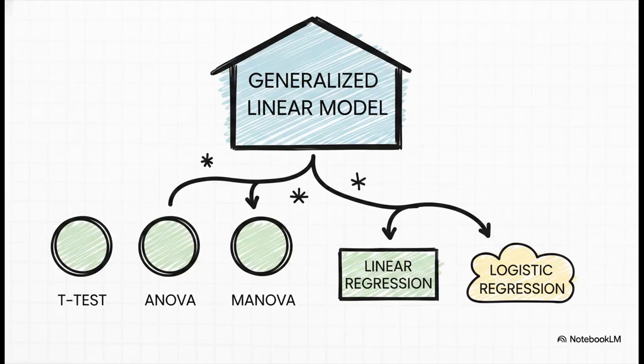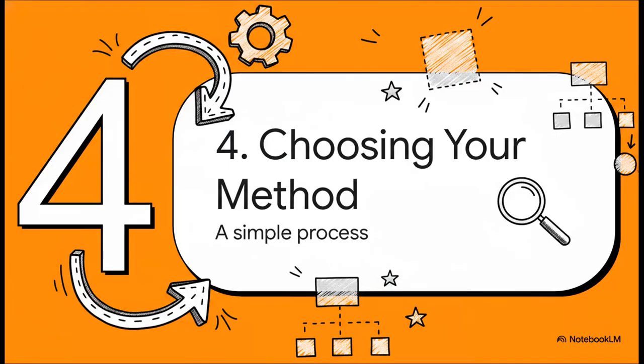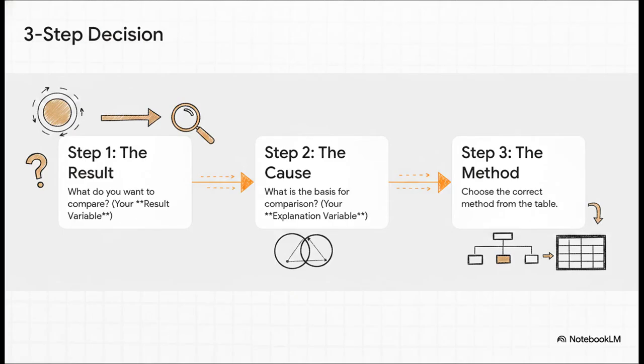And just remember, all these different names on this table, they are all just special cases of that one big idea, the generalized linear model. Deep down, they're all regression. Okay, this all looks great in theory, but how do we actually use this thing in the real world? Well, the process is actually incredibly simple. Let's walk through it. It's really just 3 easy steps.